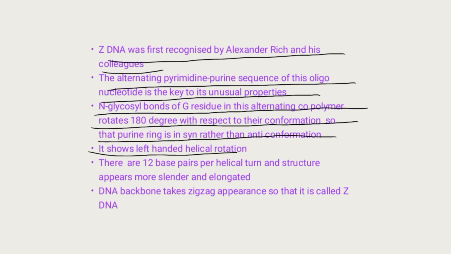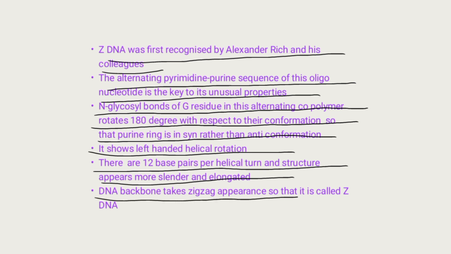It shows left-handed helical rotation. There are 12 base pairs per helical turn and the structure appears more slender and elongated. The DNA backbone takes zigzag appearance, so that it is called as Z-DNA.